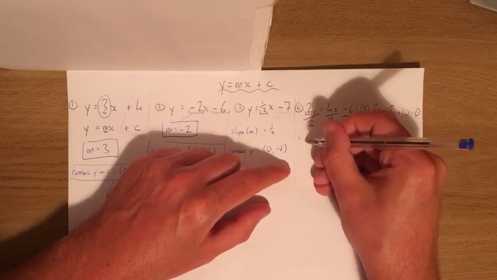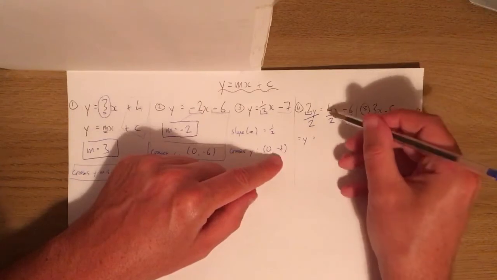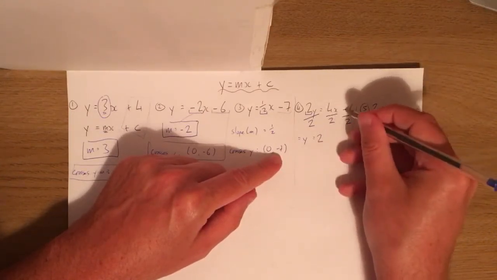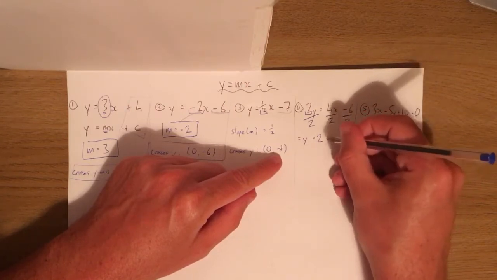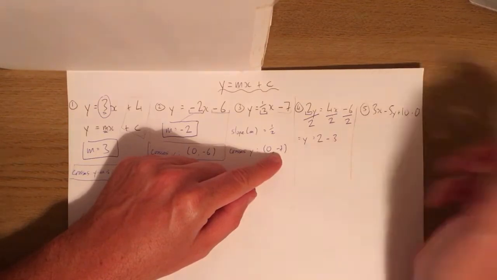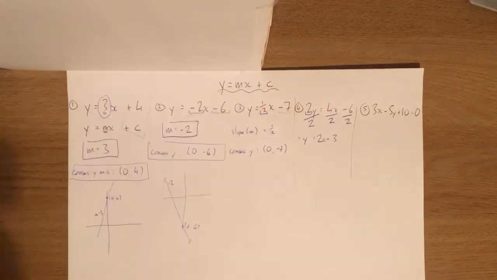2y divided by 2 is 1y, or just y. That's why we're doing this, to get just the y there. 4x divided by 2. 4 divided by 2 is 2. Minus 6 divided by 2. Minus divided by a positive is minus. 6 divided by 2 is 3. And 4x divided by 2, so I should have 2x there. Okay, so y is equal to 2x minus 3.